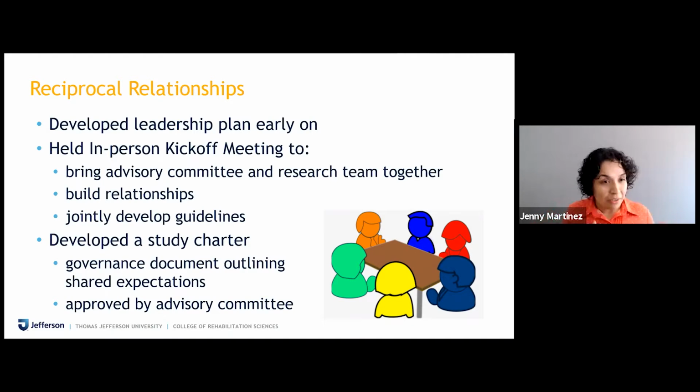So in preparation and during the in-person kickoff meeting, we developed a stakeholder charter. And this is a key governance document for the entirety of our stakeholder engagement.